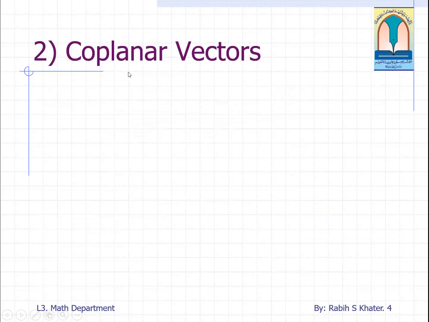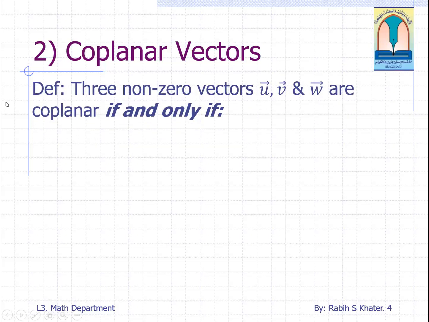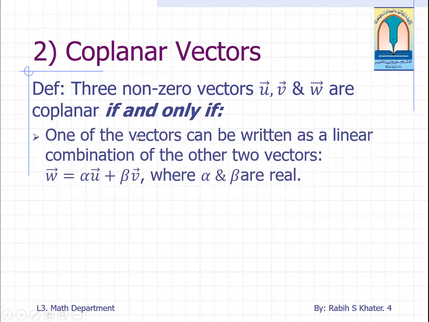Well, this is new to you, so pay attention, my dear students. How can we prove that three non-zero vectors are coplanar? Well, three non-zero vectors u, v, and w are coplanar if and only if one of the vectors u, v, or w can be written as a linear combination of the other two vectors. For instance, w vector, if I can write it as a constant times a vector u added to another constant times a vector v, where the constants alpha and beta are real and non-zero, then we can say that these vectors are coplanar.